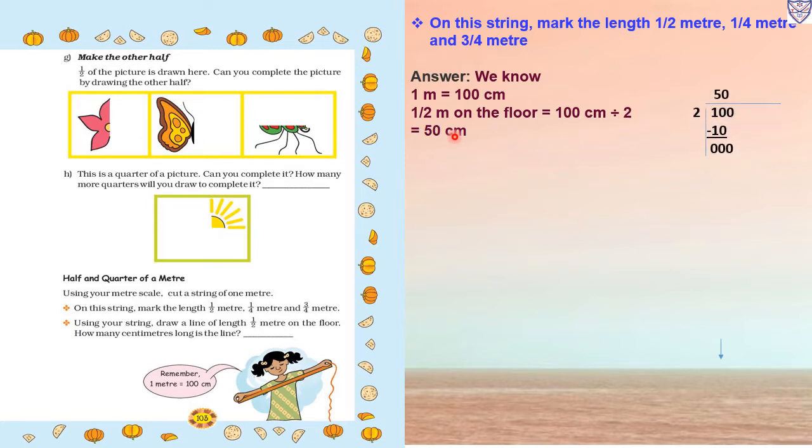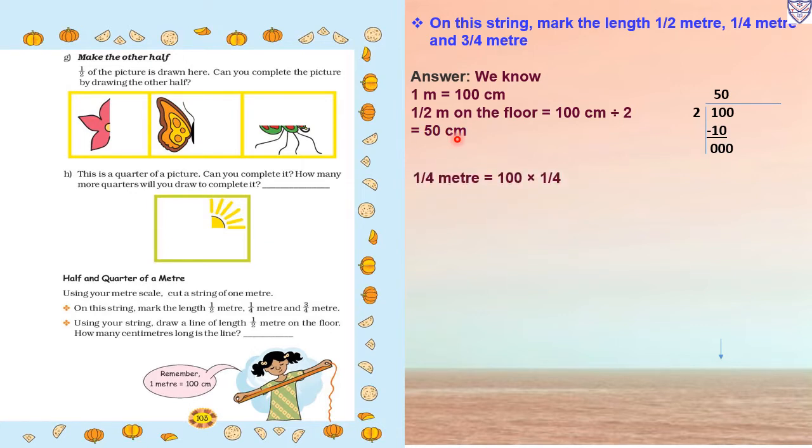See how we will divide. First we will take 10. In the 2 table, when 10 will come, 2 5s are 10. So 10 minus 10 is 0. And then 0 we will carry down. In the quotient also we will write 0. This means 50 centimeters. So half a meter on the string we will mark at 50 centimeters.